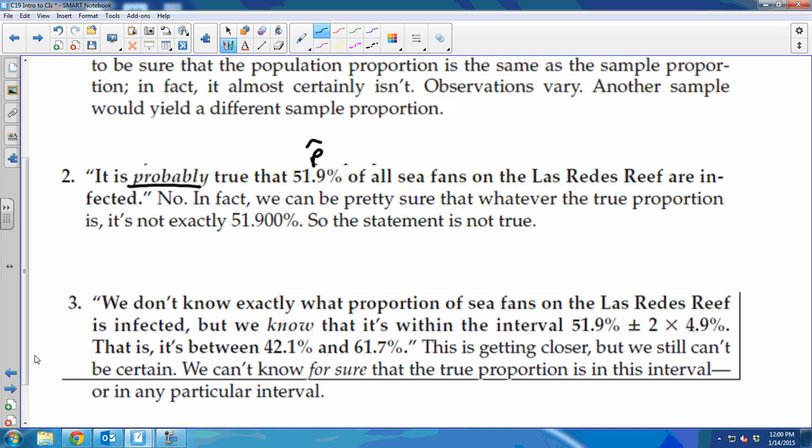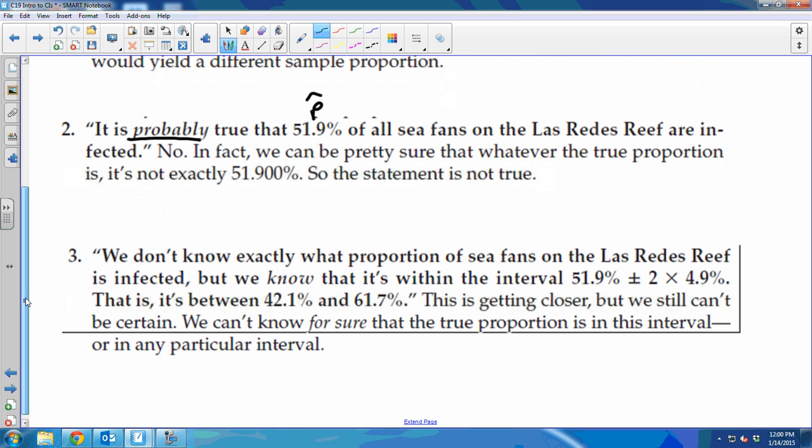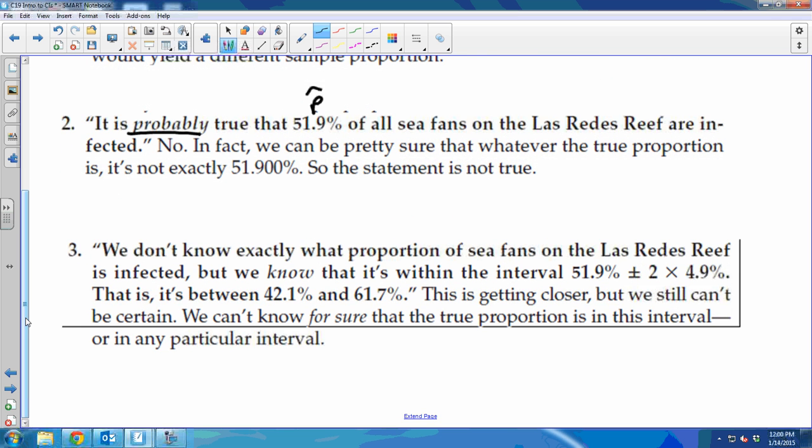So I cannot say that it's probably true that 51.9% of all sea fans on the reef are infected. We don't even know if it's anywhere close to P. We have no idea. So we can't say that either. Does that make sense?